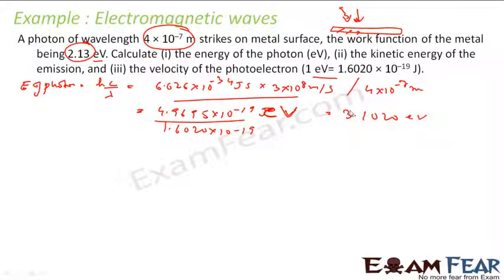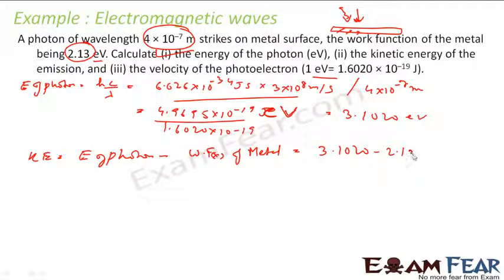This is done. Now we want the kinetic energy of emission. So kinetic energy of emission is nothing but the energy of photon minus the work function of the metal, because this much is the energy required to take out the electron and this much energy we are giving. The balance is the kinetic energy. This is nothing but 3.1020 minus 2.13 eV, right? That is 0.9720 electron volt. That is my kinetic energy of emission in electron volt.